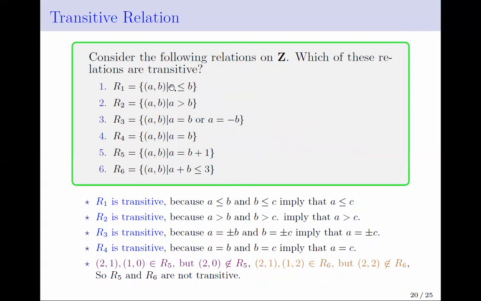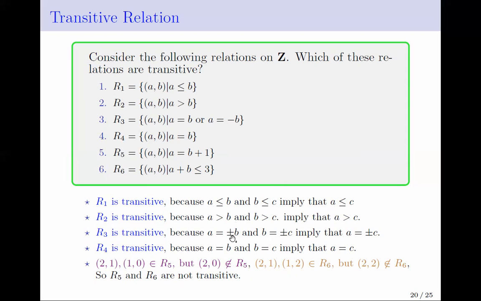Now consider the relations on Z. R1 is the set of all A, B such that A is less than or equal to B, which is transitive because A less than or equal to B and B less than or equal to C implies A less than or equal to C. Therefore, R1 is transitive. What about R2? R2 is the set of all A, B such that A is greater than B, which is also transitive because A greater than or equal to B and B greater than or equal to C implies A greater than or equal to C.